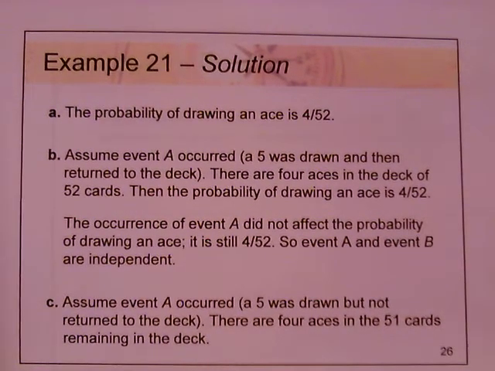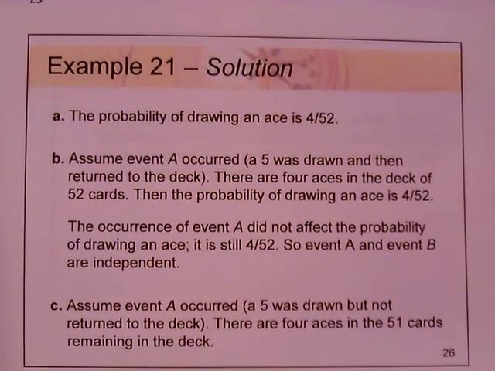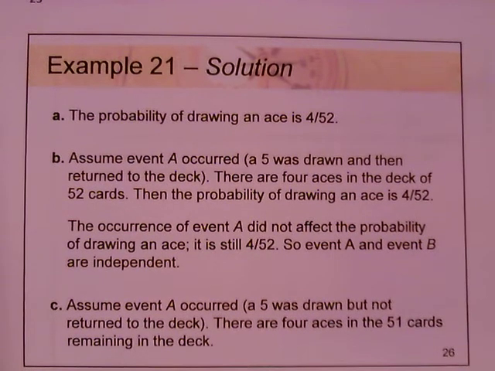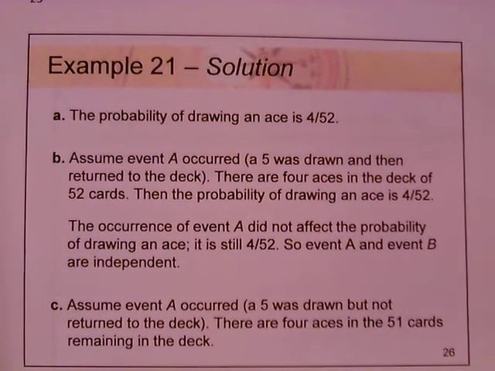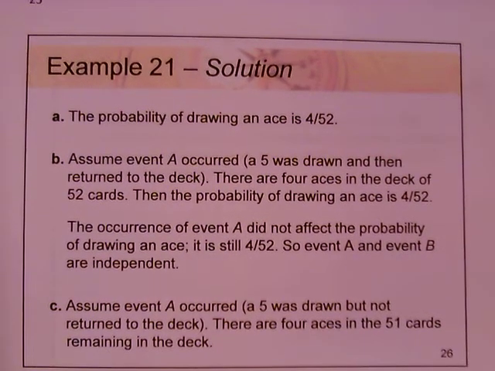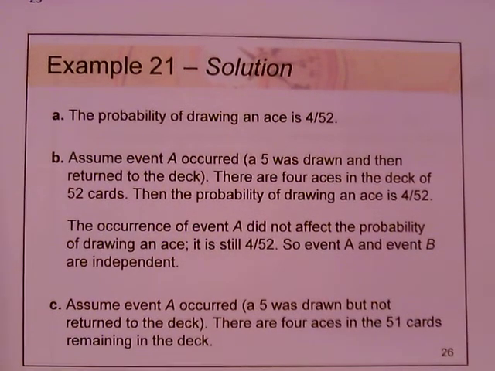Now, in part B, we're going to assume event A occurred, where a 5 was drawn and then returned to the deck. There are 4 aces in the deck of 52 playing cards, so the probability of drawing an ace is 4 over 52. The occurrence of event A did not affect the probability of drawing an ace. It is still going to be 4 over 52. So you can see that event A and event B are independent.